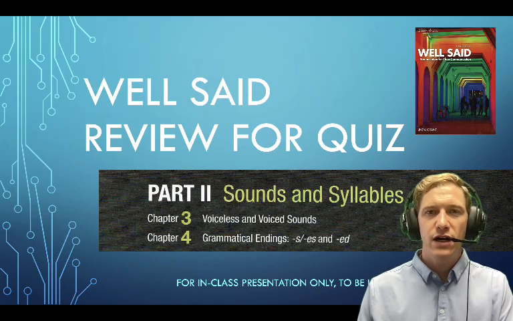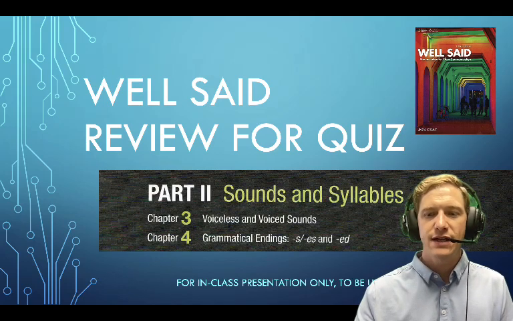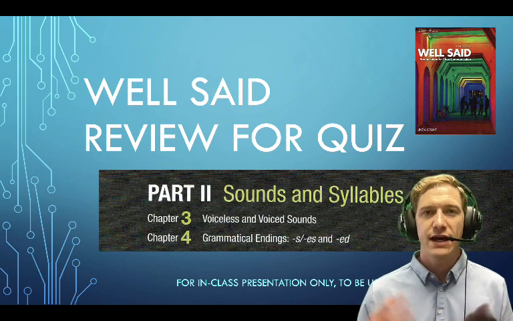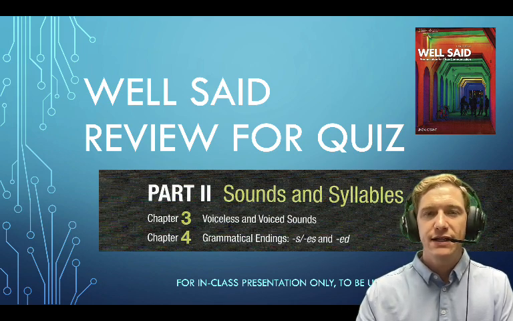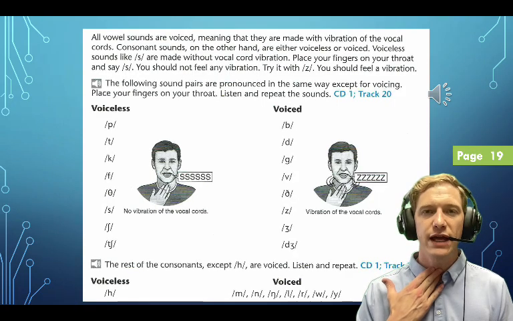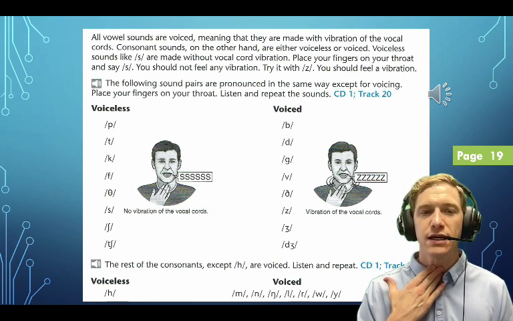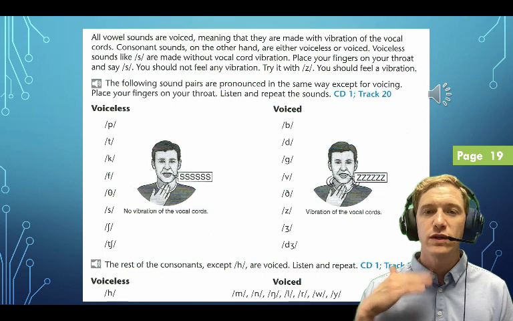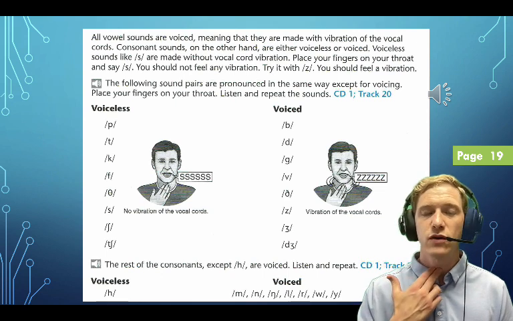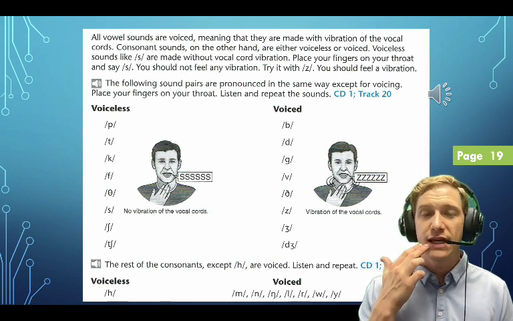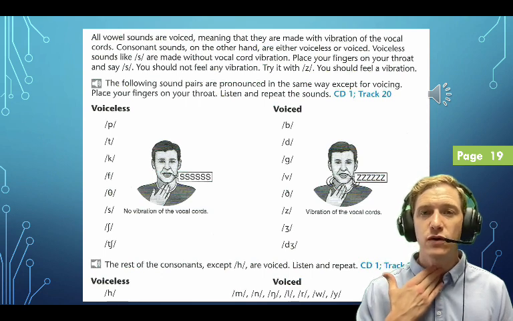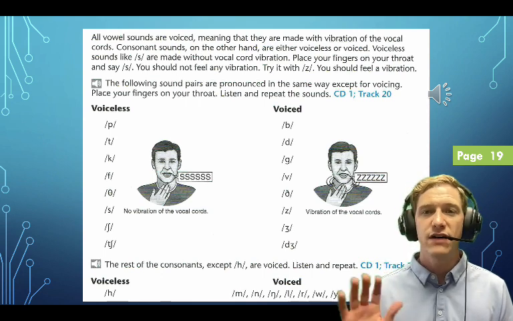Okay, let's talk about voiced and voiceless sounds, and this will help us as we try to pronounce S, ES, and ED endings. If you put your hand on your throat and you say P, T, K, F, Th, S, Sh, Ch, those sounds will not vibrate your vocal cords. They are made more in your mouth, and the vocal cords in your throat do not vibrate.